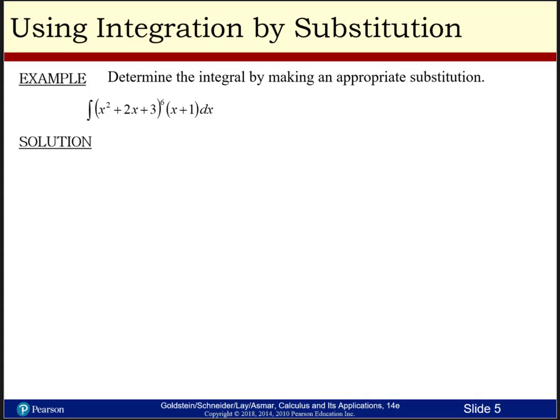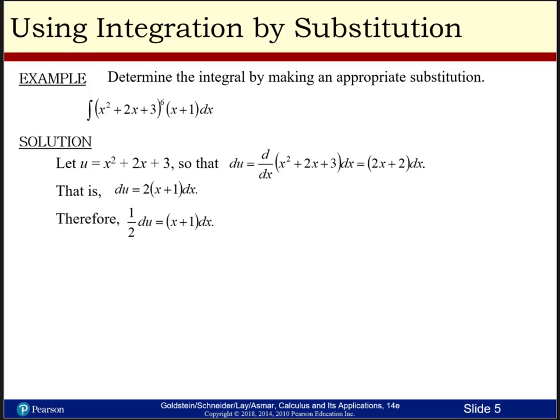So all of that said, let's just do this. So we have an example. Determine the integral by making an appropriate substitution. So we have the integral of x squared plus 2x plus 3, all raised to the 6, and then we have it multiplied by x plus 1 dx. I don't want to multiply that all the way out just so that I can integrate it. So we are going to let u equal what's inside that main function. So we're going to let u equal x squared plus 2x plus 3.